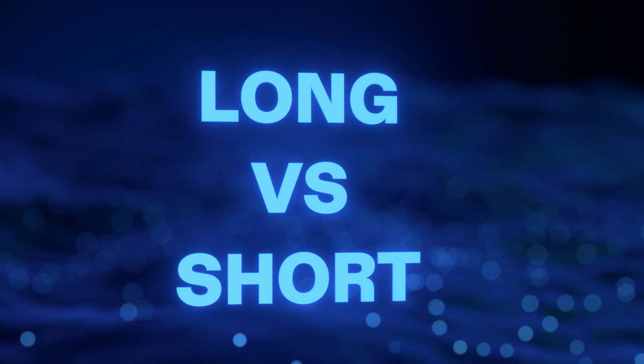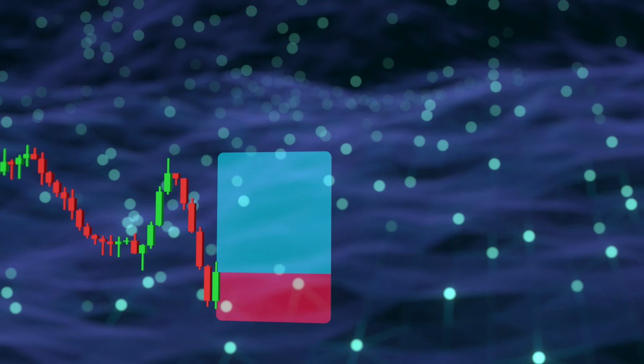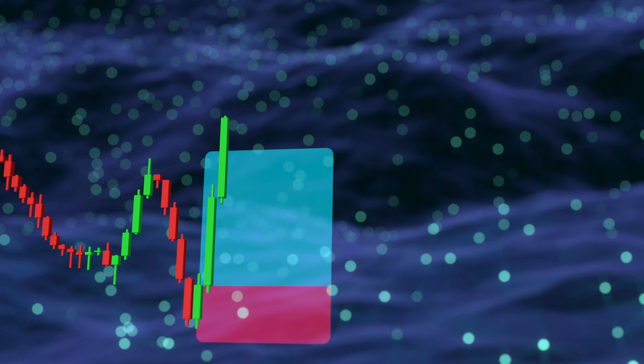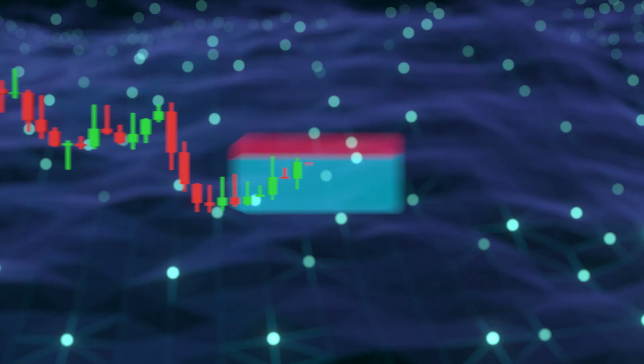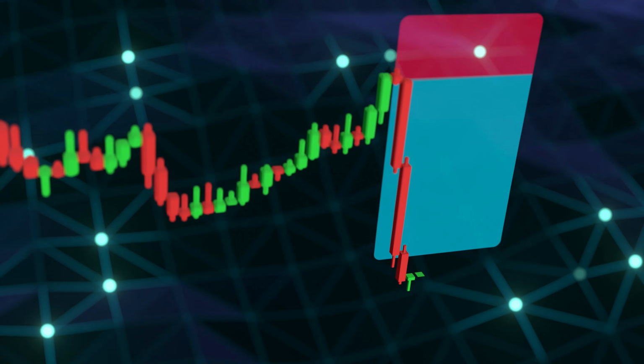Now, longs versus shorts. If you're in a long position, that means you're entering into a position in the market where you think price will rise. If you're in a short position, it's the opposite. You're entering into the market thinking that price will fall.